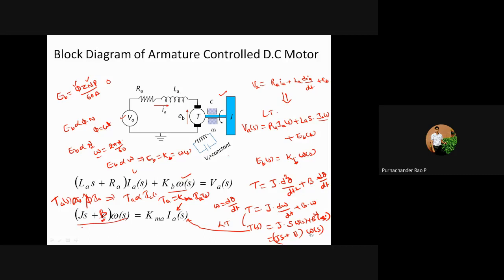So the first equation is your voltage equation. The second equation is nothing but your EB equation, EB = KB into omega, and the third equation you have to take is TA. This is the third equation, and the fourth equation is this one. By using these four equations, you can easily find the transfer function of an armature controlled DC motor, and also you can easily represent it in a block diagram reduction form.